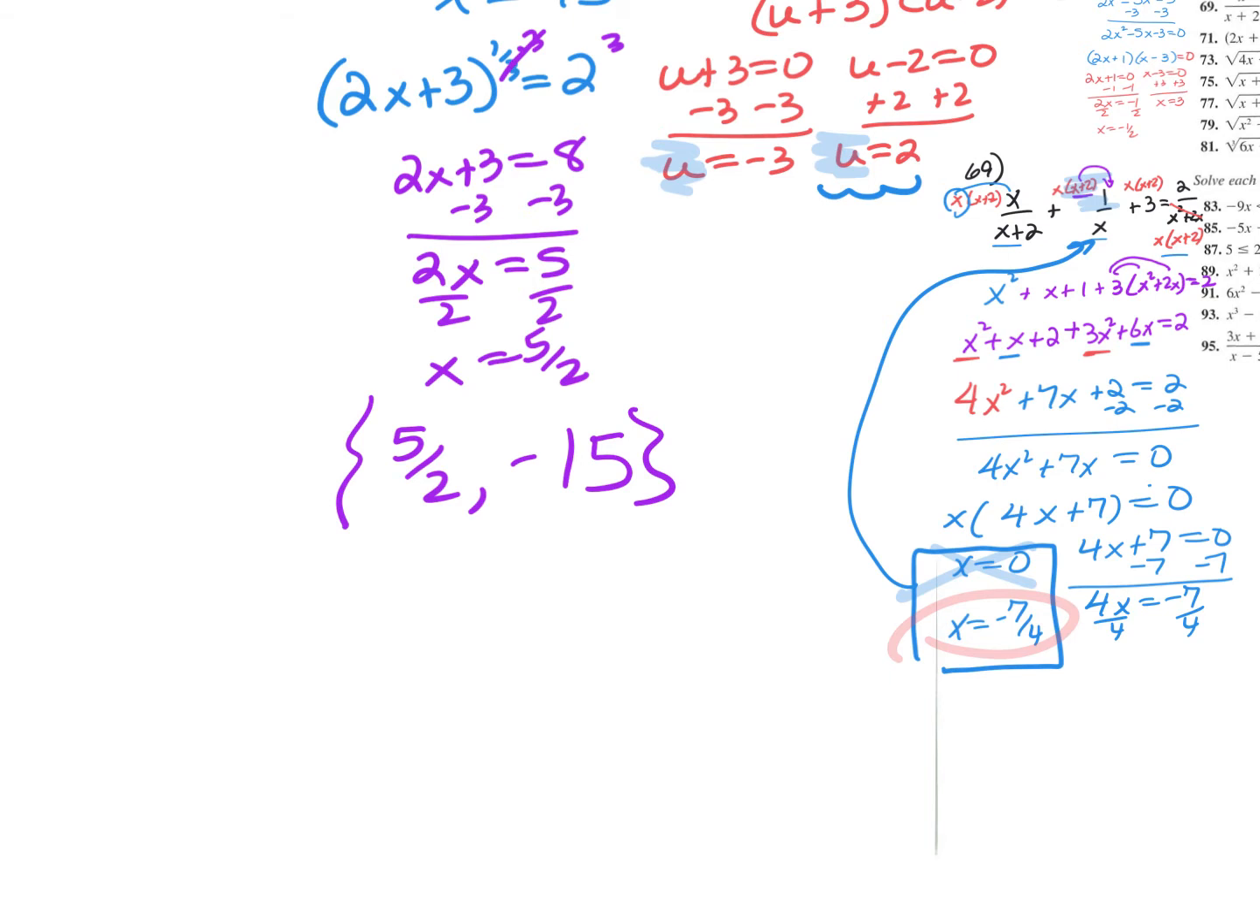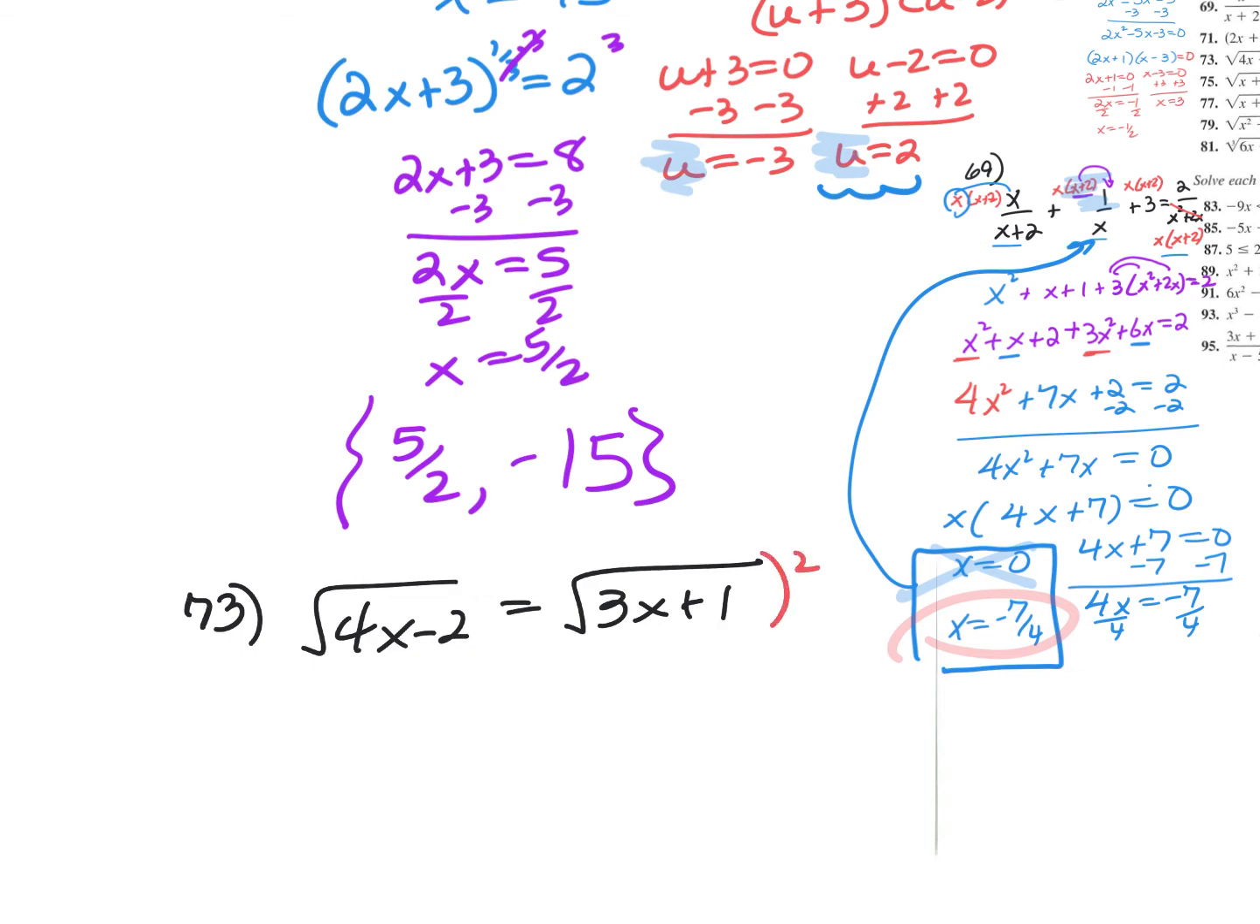So for 73, we're just going to square root both sides. So we have the square root of 4x minus 2 equals the square root of 3x plus 1. In order to clear the radical, remember you're supposed to isolate a radical. Well, they're both isolated. So let's just square both sides. Squaring the radical cancels it.